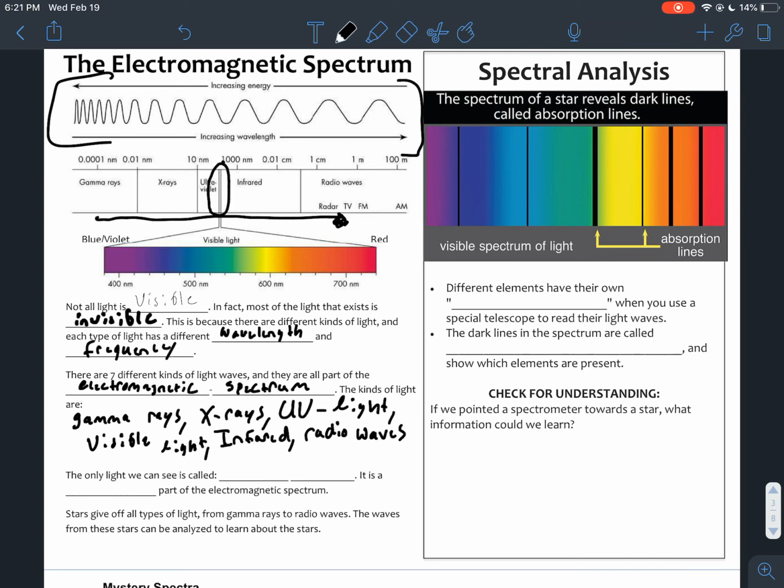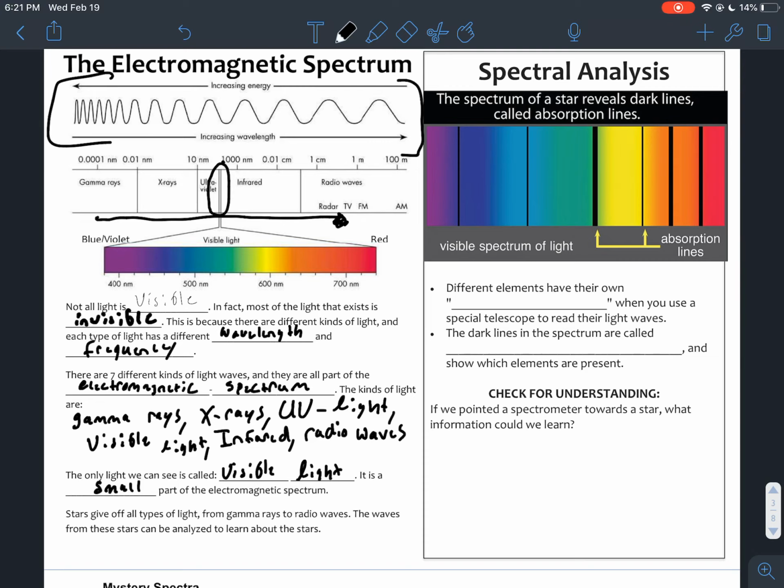The only light that we see is called visible light. This is what we're mostly going to deal with because we can see it. Only light we can see is called visible light. It is a small part of the electromagnetic spectrum. It's not big, y'all. It's not big at all. Very, very small amount of it can be seen, and that represents the entire rainbow. Okay? Stars give off all type of light, from gamma rays to radio waves. The waves from these stars can be analyzed to learn about stars.